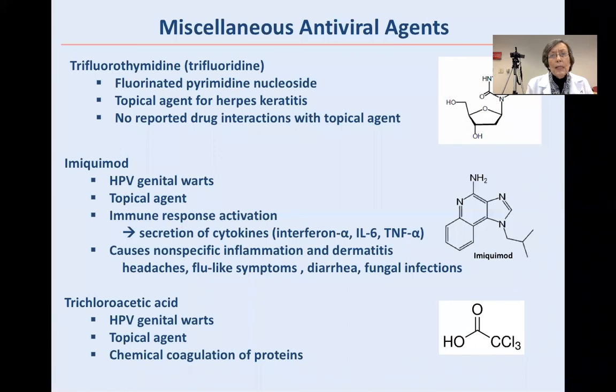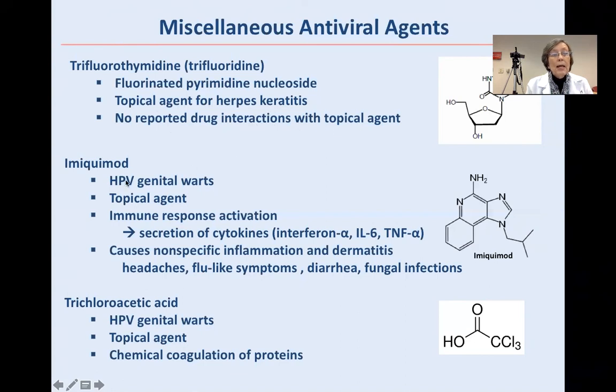These are a few miscellaneous antiviral agents. Trifluorothymidine is the same as thymidine, except it has fluorines instead of hydrogens on a methyl group that's attached to it. It's a topical agent for herpes keratitis, which can lead to blindness. There are no reported drug interactions because it is a topical agent.